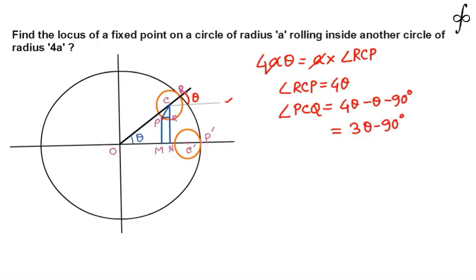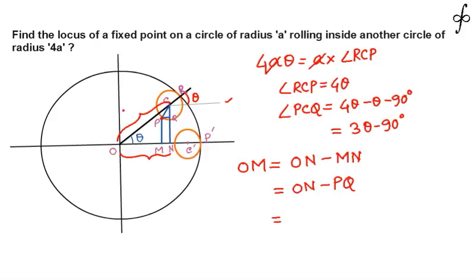Now we need to find the locus of the moving point P. To find the locus of the point P, we need the x coordinate and the y coordinate of the point P. We can see that the x coordinate of the point P is nothing but OM, and this x coordinate OM can safely be written as ON minus MN, and MN is nothing but PQ. Now from the figure we can see that the length ON is the horizontal component of OC. Now the length OC can be safely said to be 4a, that is the radius of the bigger circle, that is OR, minus the radius of the smaller circle.